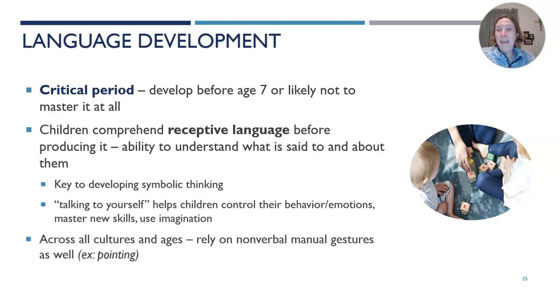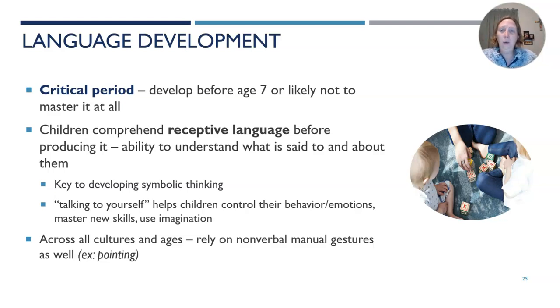Now, how and when does language develop? Well, language develops in what we call a critical period. I don't exactly have a definition here, but I'm going to say it out loud. A critical period is the idea of something that needs to develop in a certain age range, or it might not ever develop at all. We know this to be true for language and attachment in relationships, which we'll talk about in the next lecture.